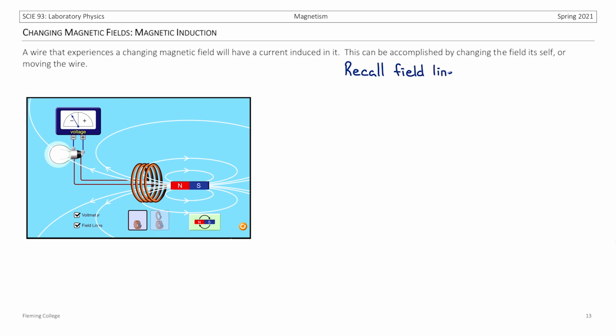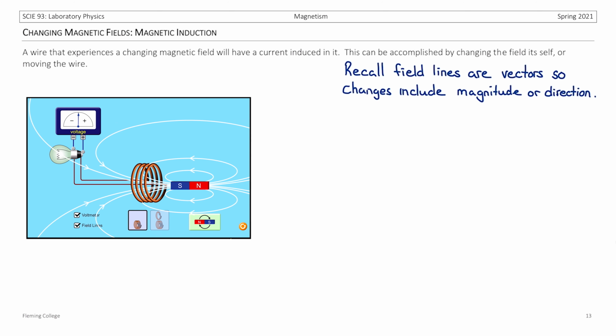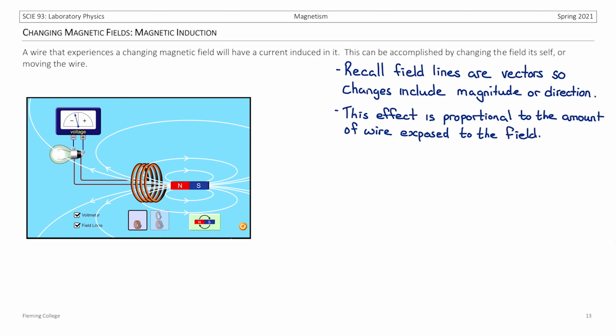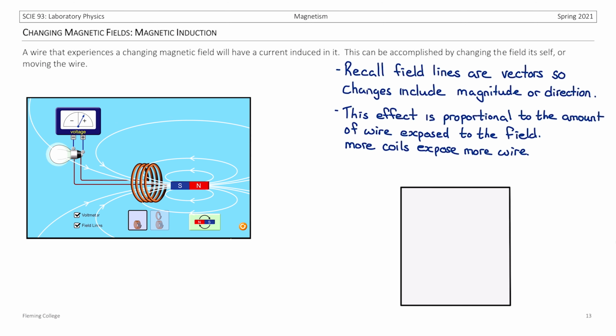Recall, field lines are vectors, so the changes include magnitude or direction, meaning more powerful magnets or flipping magnets both produce this phenomenon. This effect is proportional to the amount of wire exposed, so in the demo you see the coils. More coils mean more exposed wire. Now what about the second way?